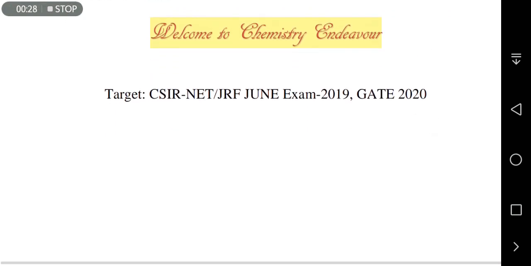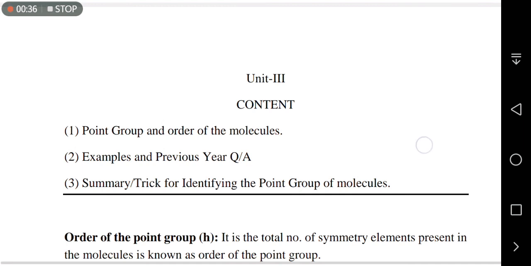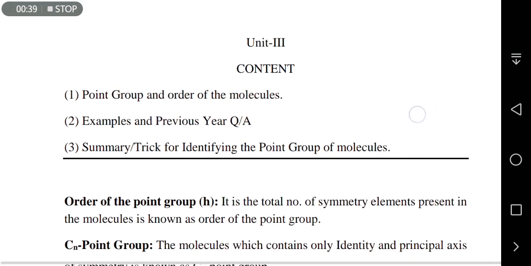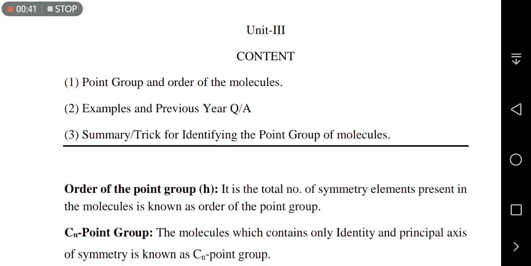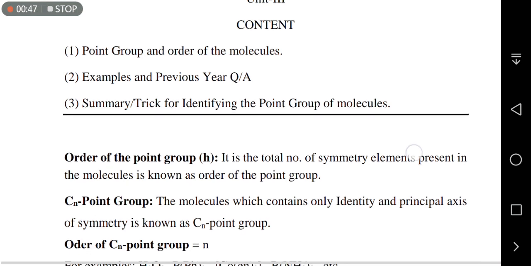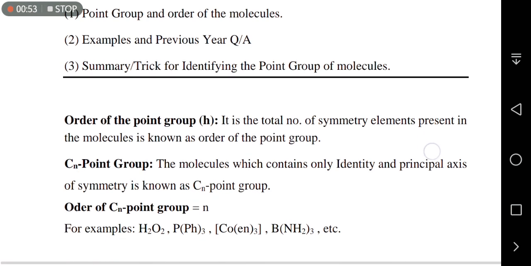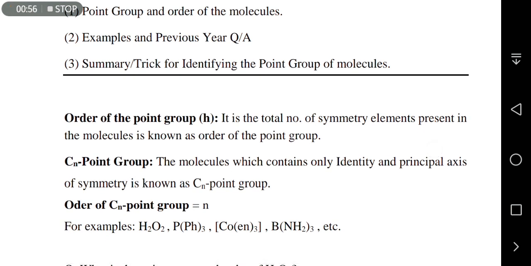Our target is the CSIR-NET JRF 2019 exam and the 2020 GATE exam. My name is Chandan. So we will discuss in this unit the point group and order of the molecule, with examples which were already asked in previous year questions, and some tricks I will tell you on how to identify the point group of the molecule. Okay, so let's start.